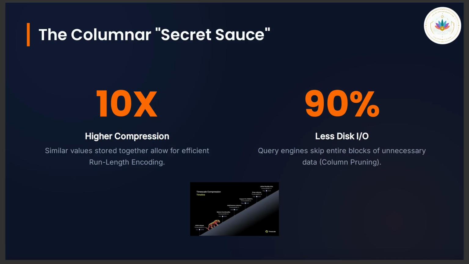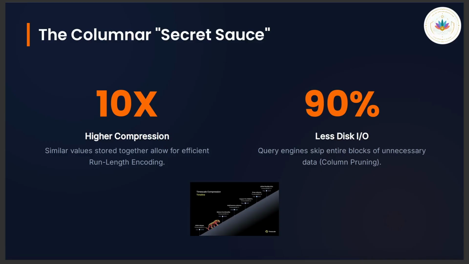When you store data by columns, similar values sit right next to each other. Imagine a column for country where you have USA repeated 5,000 times sequentially. Instead of writing USA 5,000 times to disk, the compression engine uses run length encoding (RLE). That single optimization collapses your storage footprint, giving you up to 10 times higher compression ratios compared to traditional row-based layouts.